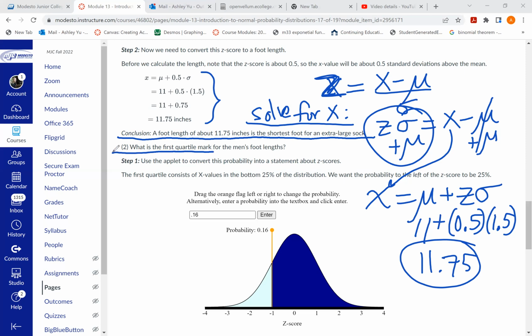What is the first quartile mark for the men's foot lengths? Oh my gosh, really? No, it's not that bad. Okay, I'm just messing around.